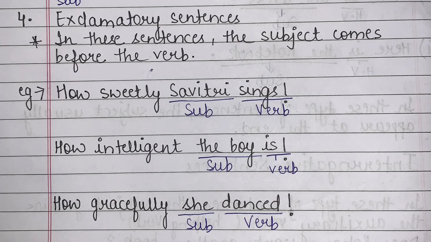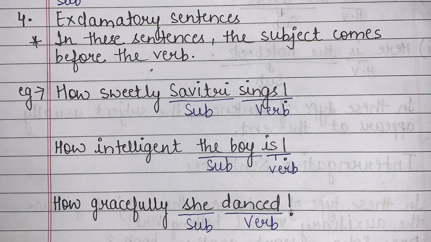Okay, now let's talk about this second one. How intelligent the boy is! Exclamation mark. How intelligent the boy is. Now what is my verb here? Yes, I have a helping verb here, right? Is is my helping verb. So before is, what do I have? The boy. So it means the boy is my subject and is is my verb, right students? Yes, understanding?